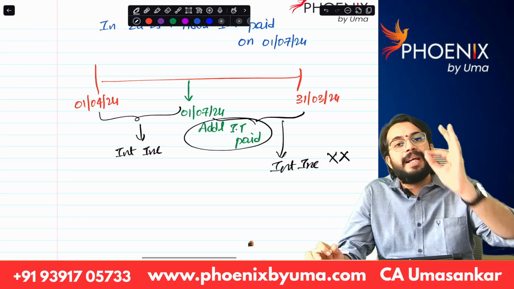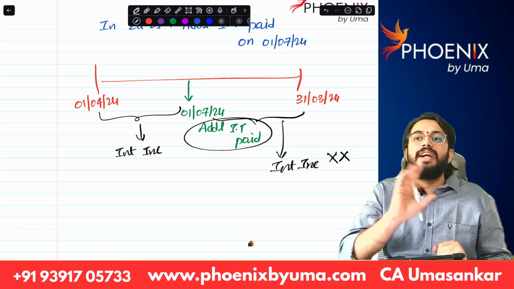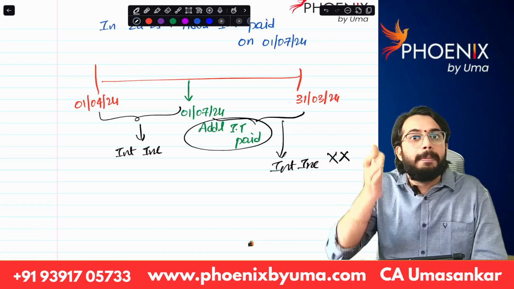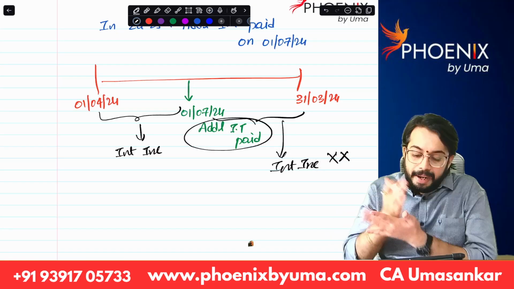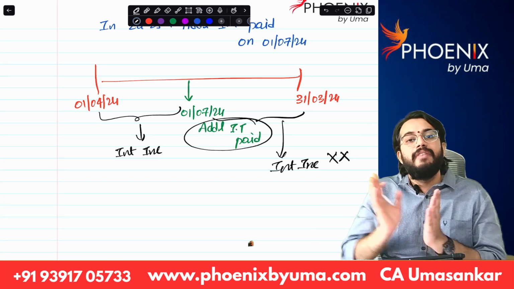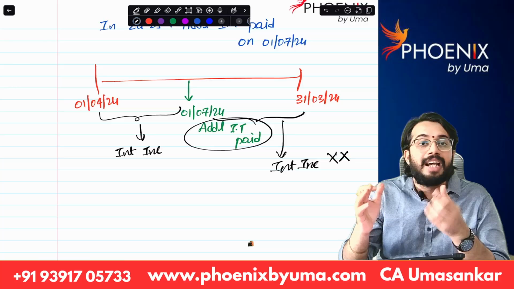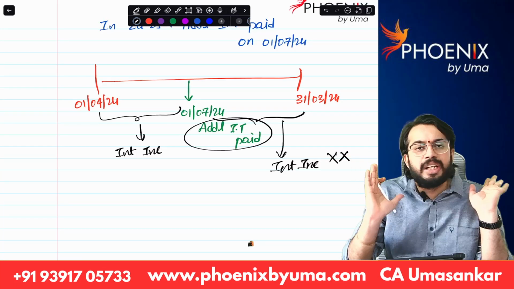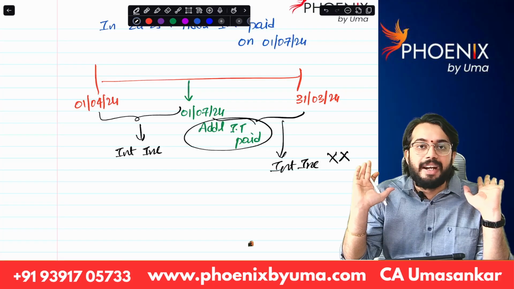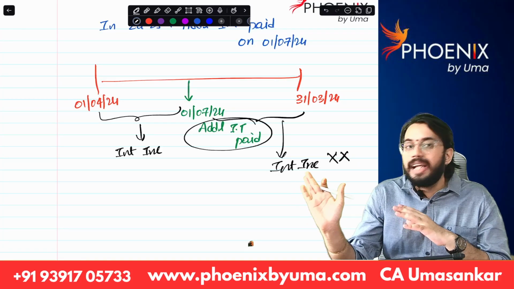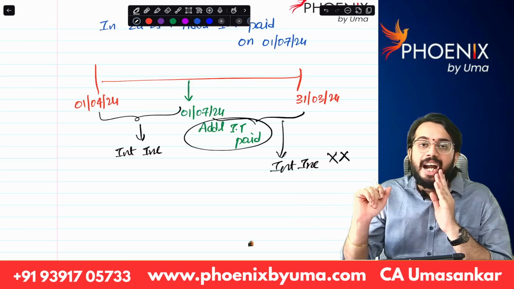Now, once he pays additional income tax, then interest income will not be added to the total income of SSC. Till the time he pays additional income tax, that is 1st July 24, we will calculate interest income, and on 1st July 24 he paid additional income tax. That's it, there ends the matter. From 1st July 24 onwards, interest income will not be calculated because he already paid additional income tax.